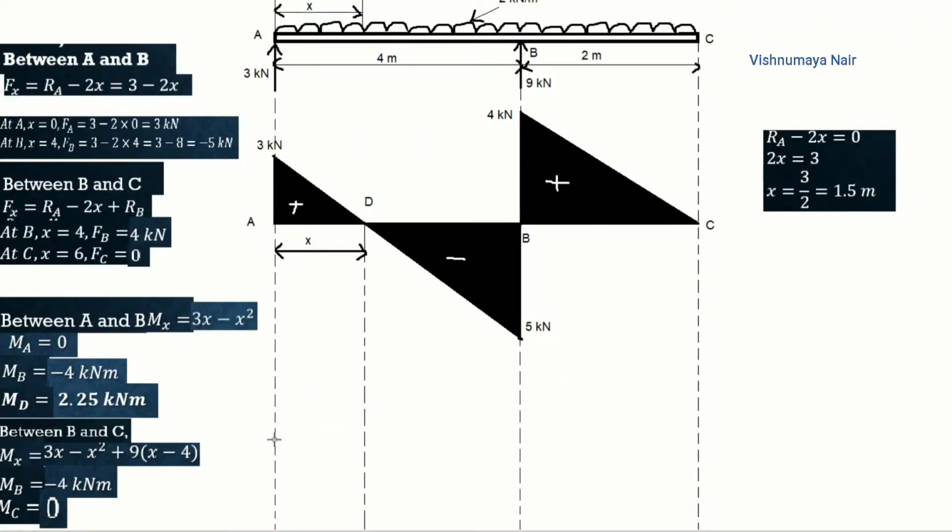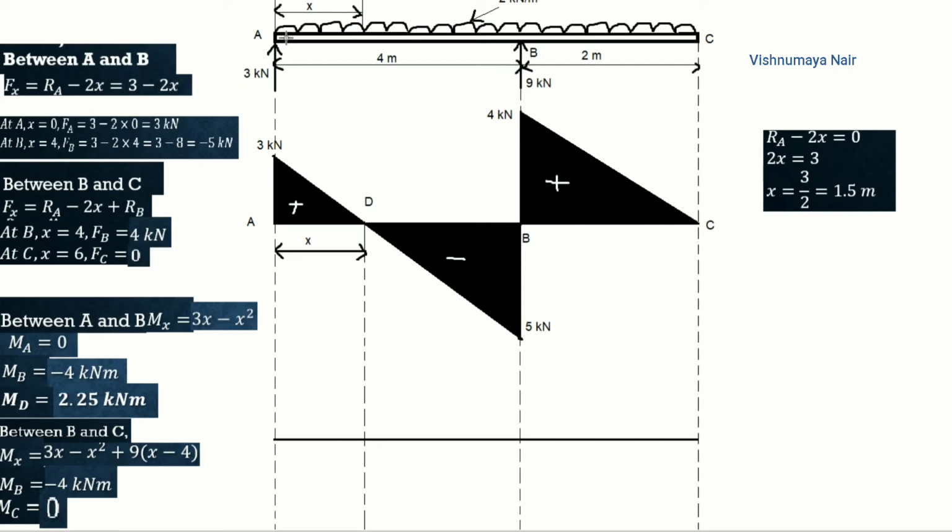Let's draw the bending moment diagram. So, we will mark the baseline first. Now, at this point A, bending moment is equal to 0. At B, bending moment equal to minus 4 kilonewton meter. At D, where the shear force is equal to 0, we have bending moment value equal to 2.25 kilonewton meter. Since the value of bending moment at the point B is negative, we'll have to mark it below the baseline.